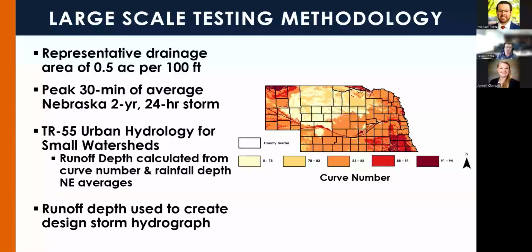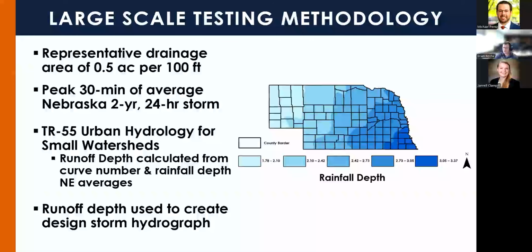We chose a representative drainage area based on their standards of about half an acre per 100 feet of sediment barrier. And we were going to use the peak 30 minutes of the average 2-year 24-hour storm. That storm event is what most sediment barriers are designed to withstand. We used the TR-55 Urban Hydrology for Small Watersheds method. Through this, we calculate our runoff depth from the curve number, seen here in this map of Nebraska, which represents the infiltration characteristics of the soil, and then our rainfall depth using the Nebraska averages. From there, we got a runoff depth, which we used to create our design storm hydrograph.